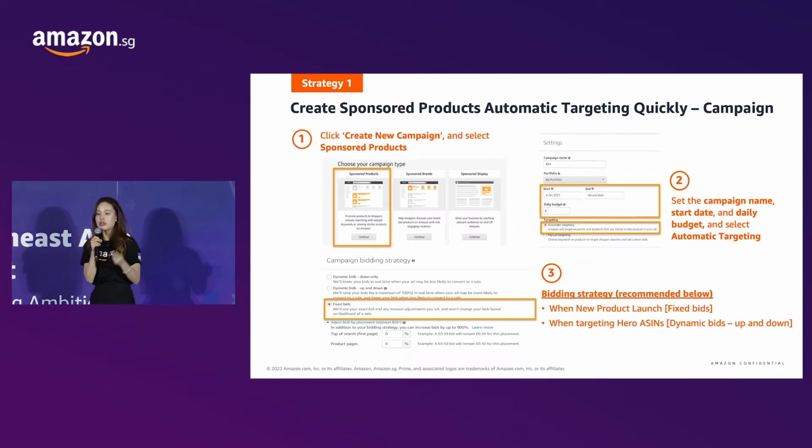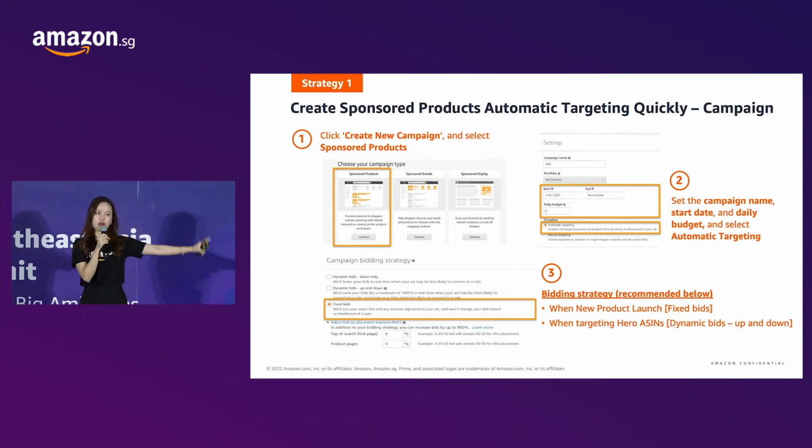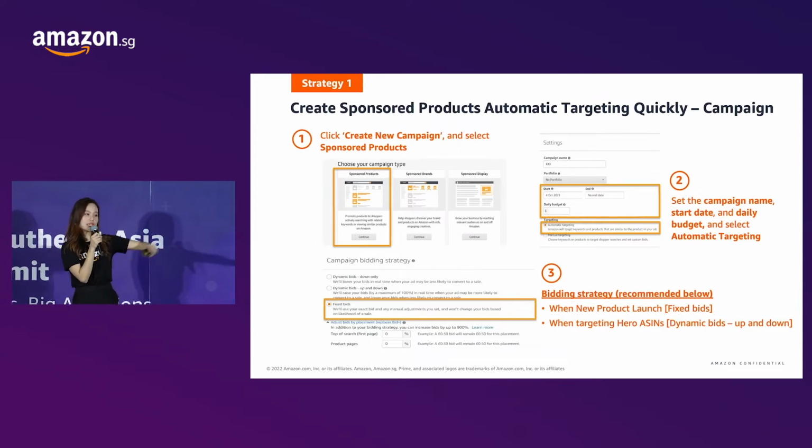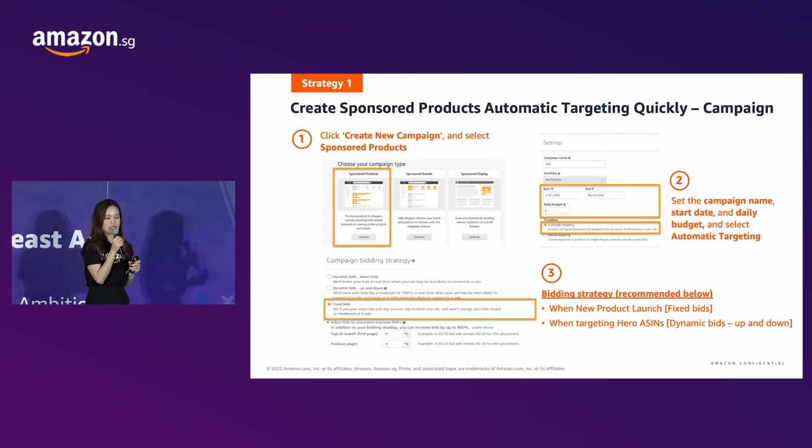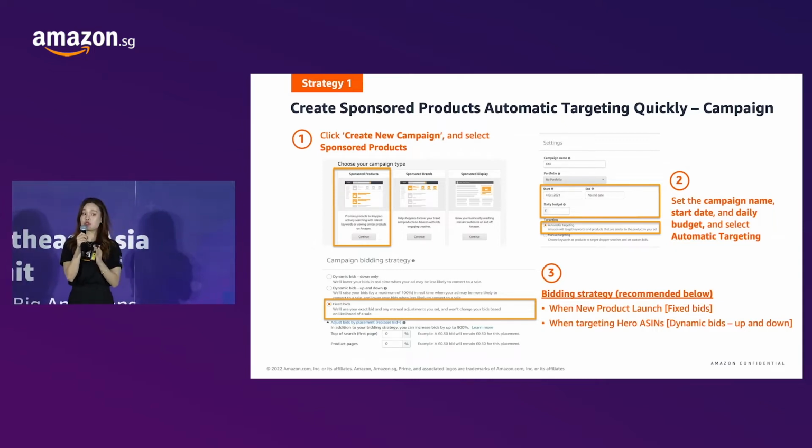So for example, this keyword is $1, that product attribute is $1.2, then you beat it by that amount to get the placement, to be visible in the Singapore marketplaces. So this beating strategy is extremely important.